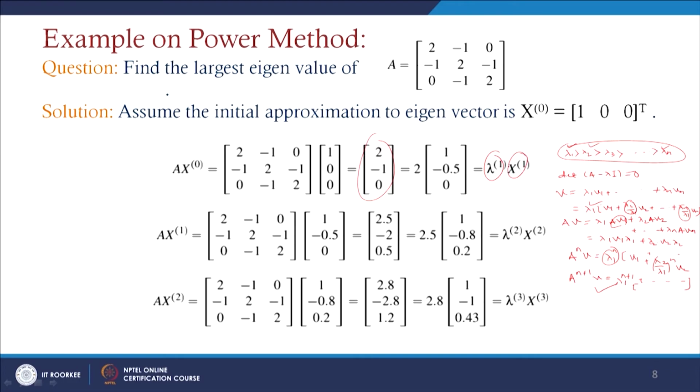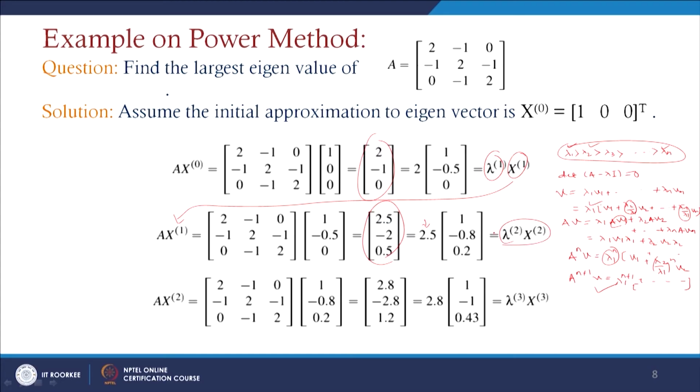If we multiply this x 1 vector again with the matrix A, we find the complete vector here. From that, we take the largest magnitude of the vector common, as 2.5, and the remaining elements are 1 minus 0.5 and 0.2, which can be written as lambda 2 x 2.